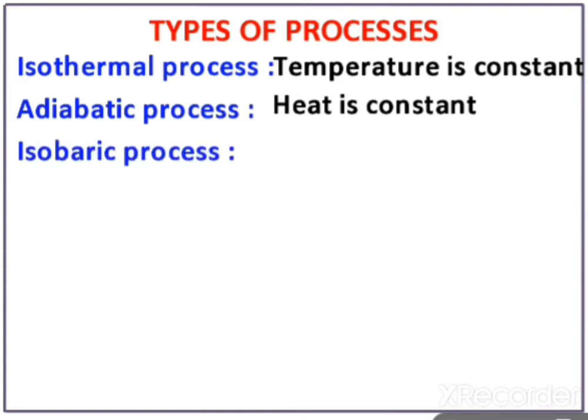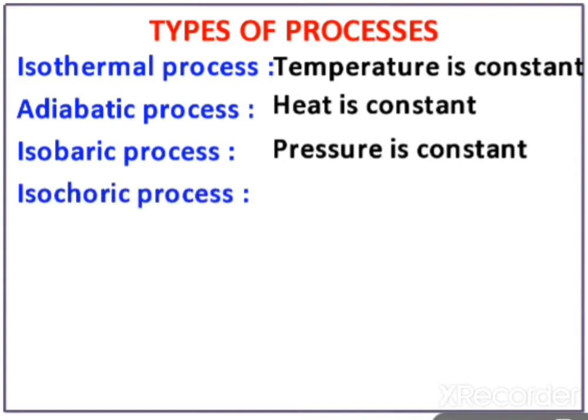Isobaric process: in such a process pressure is constant. For example, if the initial pressure is 1 atm, the final pressure will be 1 atm. Pressure is not changing. Such types of reactions are called isobaric reactions because their pressure is constant, and such processes are called isobaric processes. Isochoric process is where volume is constant.